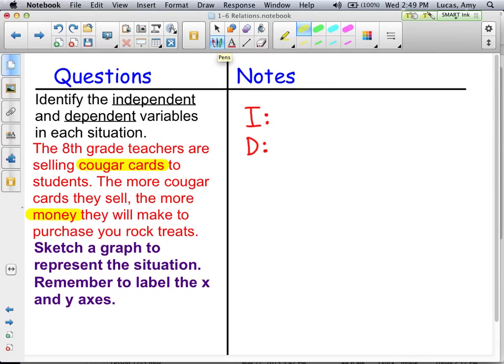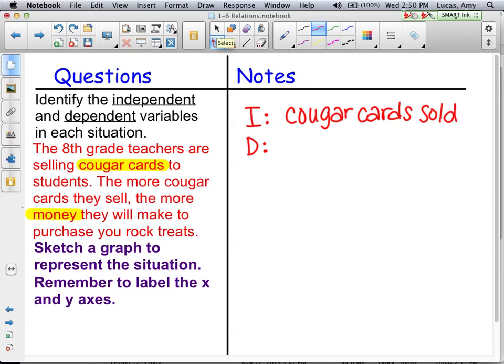So, what's happening first? First, are they getting the money? Or first, are they selling the cards? First, they're selling the cards. So, I am going to put independent. My independent is going to be the Cougar cards sold. And dependent is going to be the amount of money earned.